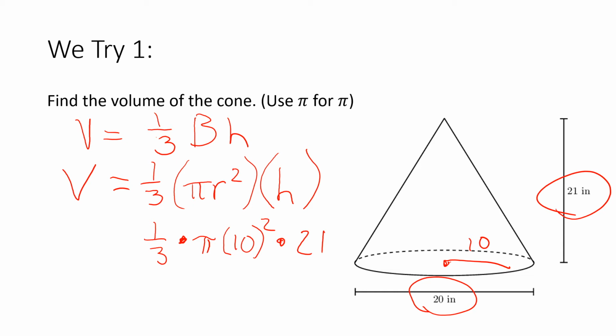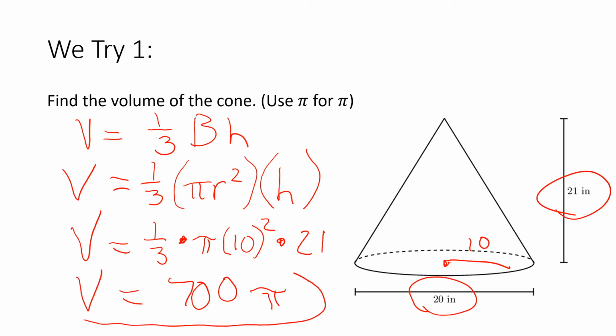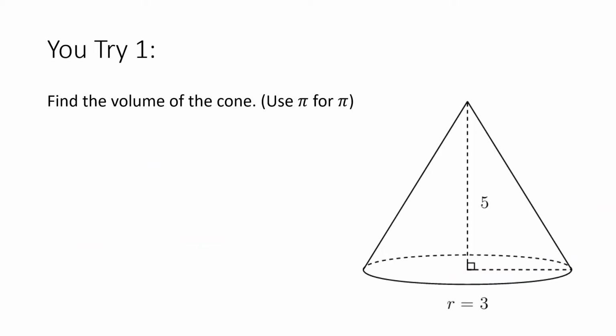So 10 squared is 100. 100 times 21 is 2,100, times 1/3 gives us 700 pi. So the volume is equal to 700 times pi. Of course, we're in units cubed, since it's a volume. Go ahead and pause the video and try this one on your own.